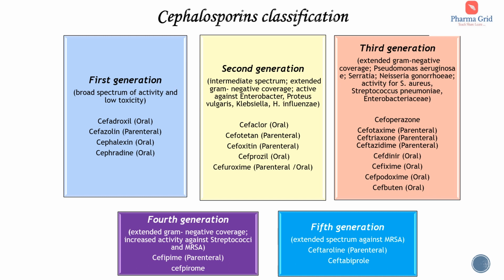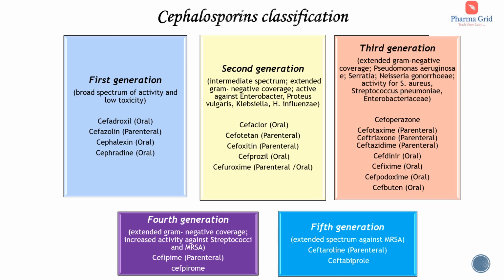As the generation increases, the gram-negative activity also increases. So the first generation has a broad spectrum of activity and low toxicity. Examples include cefadroxil, cefazolin, cefalexin and cefradine. Then second generation, intermediate spectrum, extended gram-negative coverage, active against Enterobacter, Proteus vulgaris, Klebsiella and Haemophilus influenzae. The agents include cefaclor, cefotetan, cefoxitin, cefprozil, cefuroxime. Cefuroxime is available in both oral and parenteral routes.